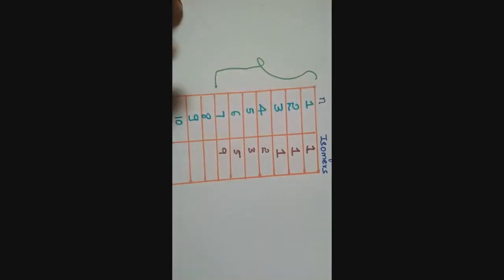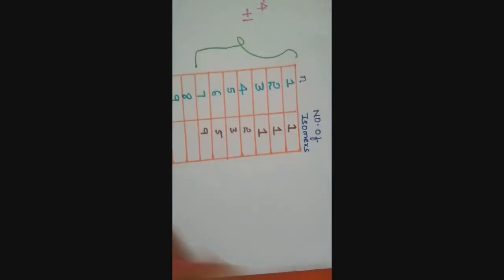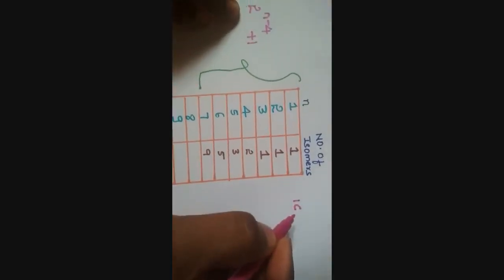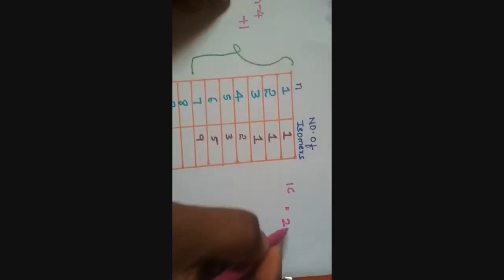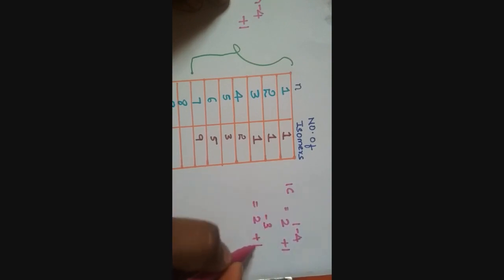So, for alkanes containing N carbon atoms, where N is from 1 to 7, we can use a formula: 2 to the power of N minus 4 plus 1. Let us apply it for 1 carbon, where N is 1: 2 to the power of 1 minus 4 plus 1. How much are we getting? 2 to the power of minus 3 plus 1. You can neglect this 2 to the power of minus 3, then you are getting only 1 isomer.